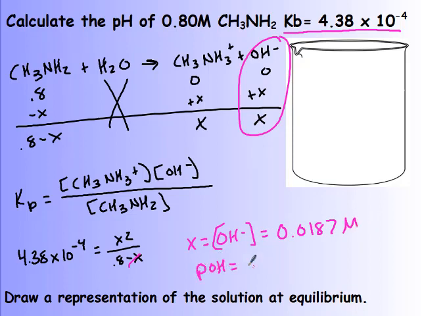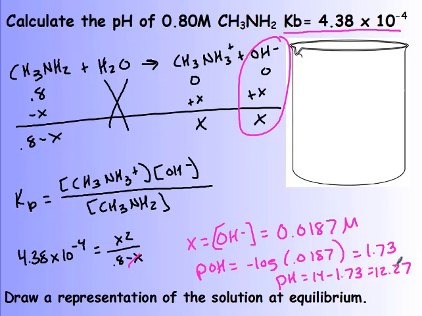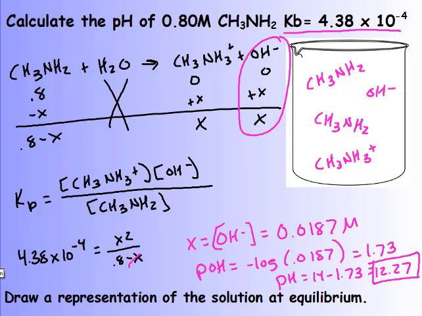So I've got to find my pOH by negative logging that value. And then my pH is 14 minus that. Since it's a base, I should have a pH greater than 7, which I do. And just as before, if I was to draw a representation of this, the majority of it is still going to be together. And I may have one that is now broken apart due to gaining a proton from hydrogen.